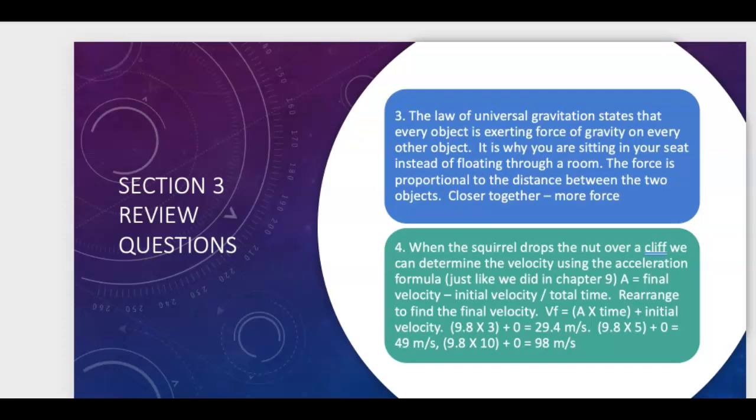Then question 4 wanted to know if, when the squirrel drops the nut over a cliff, we can determine the velocity. And we can, using the acceleration formula, just like we did in chapter 9. You rearrange to find the final velocity, where acceleration is multiplied by the time, and then the initial velocity was 29.4 meters per second, and the final one was 98 meters per second. And if you noticed, that squirrel dropping the nut over a cliff was used in a movie. Somebody had learned something in science class.